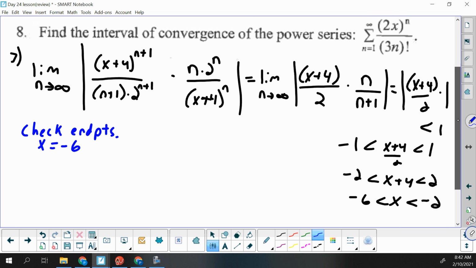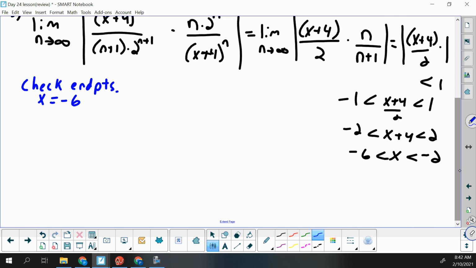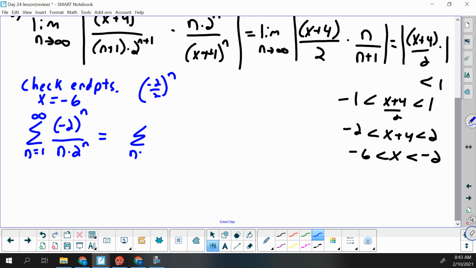So we are checking them. In our original series, we're filling in our values of x. When we substitute negative 6 for x, we get (negative 2) to the n in the parentheses. So we'll have the sum from n equals 1 to infinity of negative 2 to the n over n times 2 to the n. Those terms written to the n, think of them as negative 2 over 2, all to the n. So this is really the sum from n equals 1 to infinity of negative 1 to the n over n.